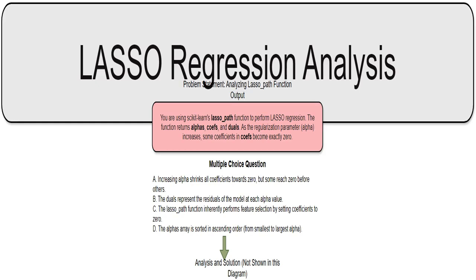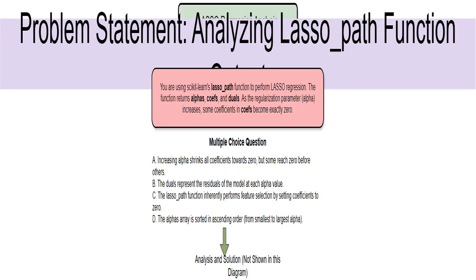I'm focusing on understanding the lasso regression technique and how it's used to analyze data. Specifically, we'll examine scikit-learn's lassopath function, a popular machine learning library in Python. This function helps perform lasso regression and returns information on the regularization parameter, alpha, coefficients, how much each variable matters, and duals, another important concept we'll explore.